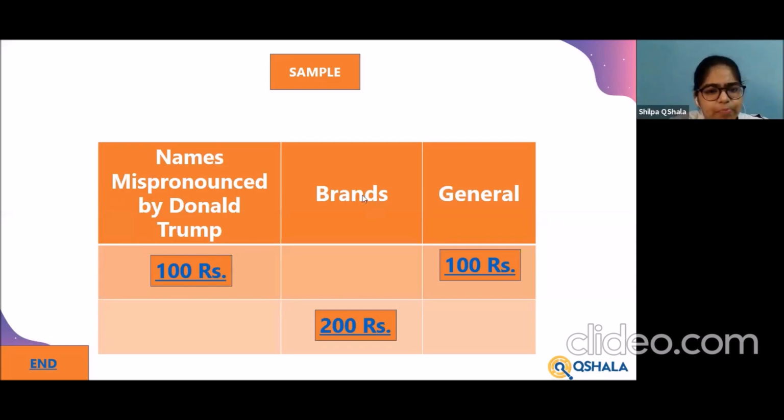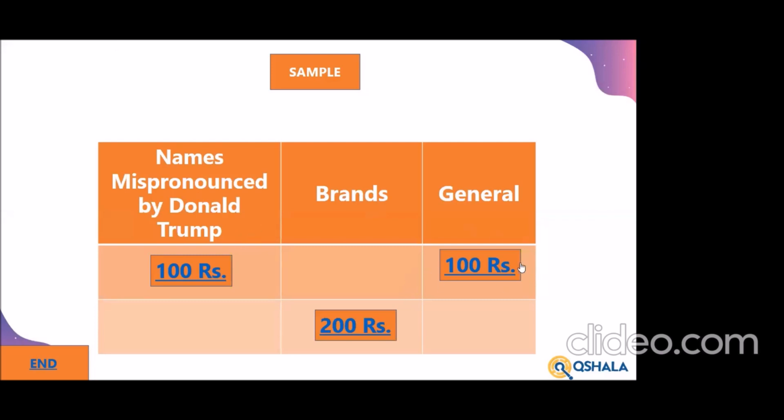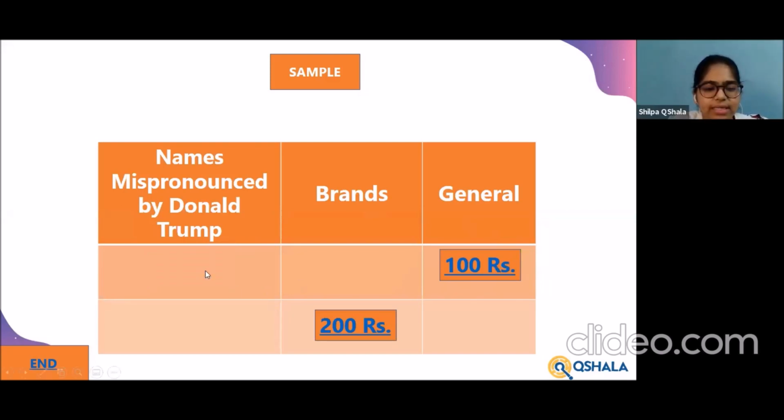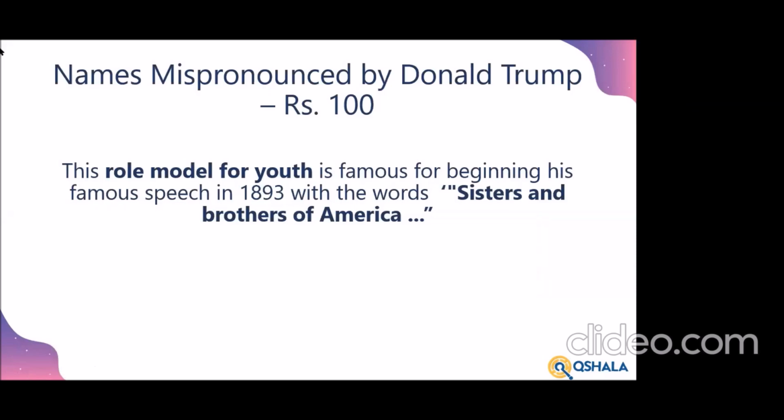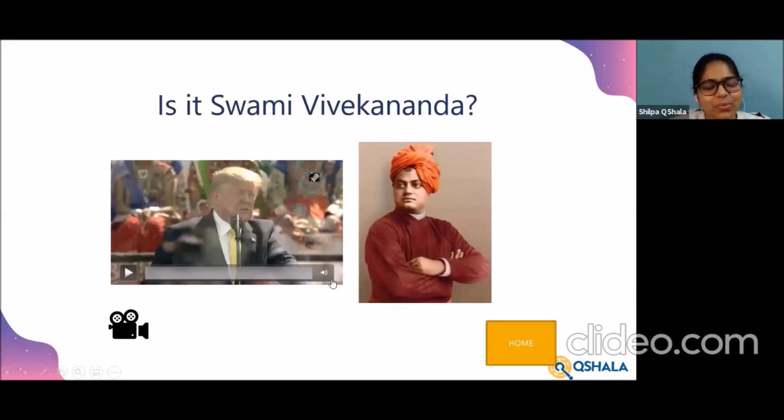Can you choose one category and how much you'd like to play that for? I would like to play name mispronounced by Donald Trump for 100 rupees. All right. He is a role model for the youth and is famous for beginning his famous speech in 1893 with the words, "Sisters and Brothers of America." Are you talking about Swami Vivekananda? Very nice. Yes, that's who I'm talking about.